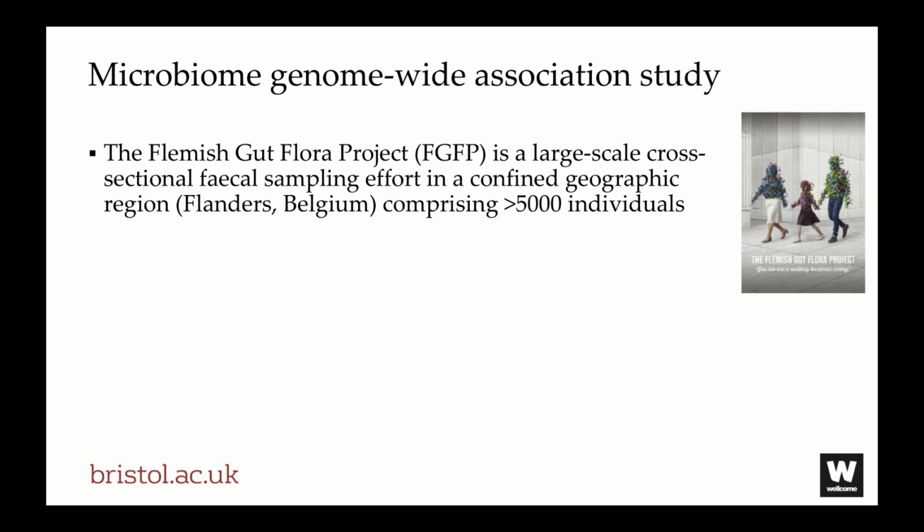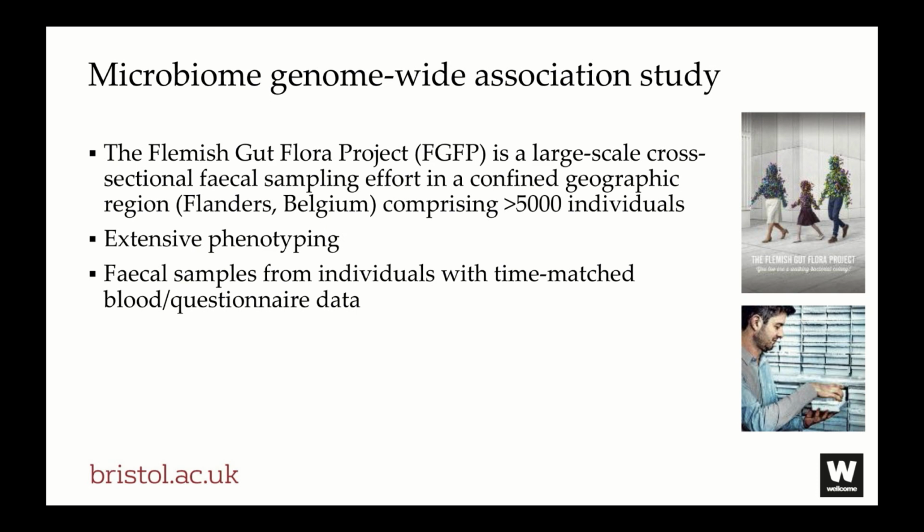One of these was the Flemish Gut Flora Project, which is a large-scale cross-sectional cohort study that has fecal samples as well in Belgium, and it's about 6,000 individuals actually. It's got extensive phenotyping, things like questionnaires, clinic data, and blood samples from which they've got genetics, and importantly they have fecal samples and lots of different questionnaires at the same time. That's the PI there with one of the plates.